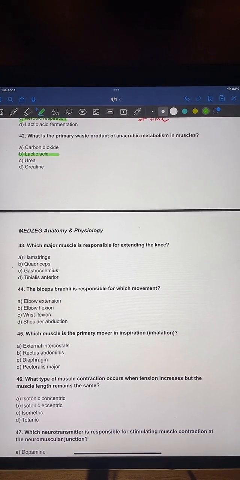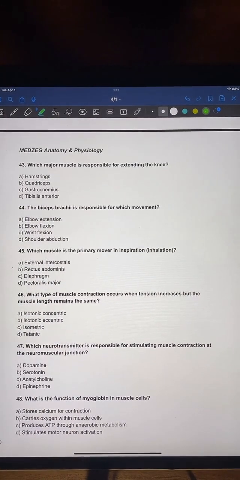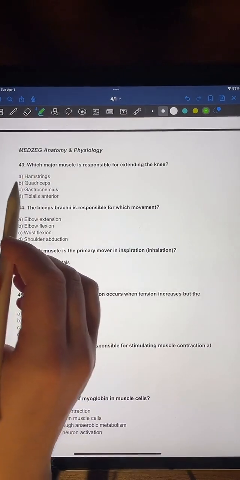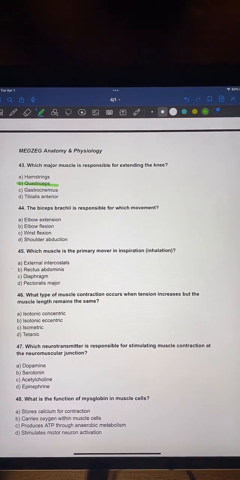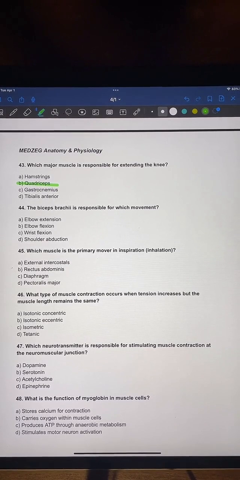But 43, which major muscle is responsible for extending the knee? The answer is B. It is the quadriceps. That is what forms the rectus femoris and vastus muscles. It's going to extend the knee. Hamstrings would flex the knee. The gastrocnemius is more so for plantar flexion in the foot, and the tibialis anterior is for dorsiflexion of the foot. Number 44, the biceps brachii is responsible for which movement?